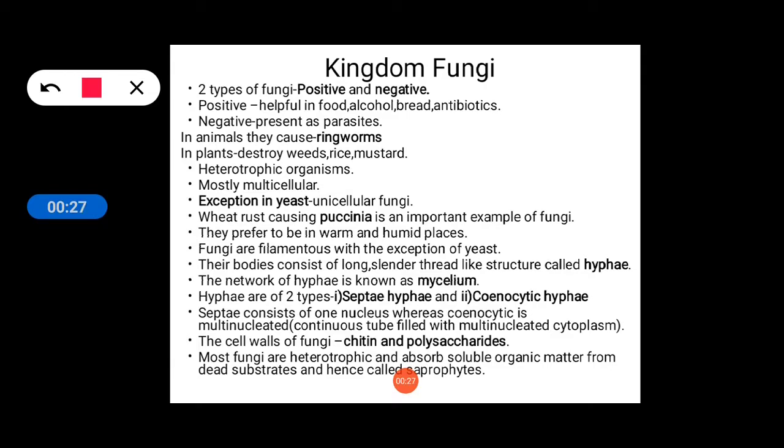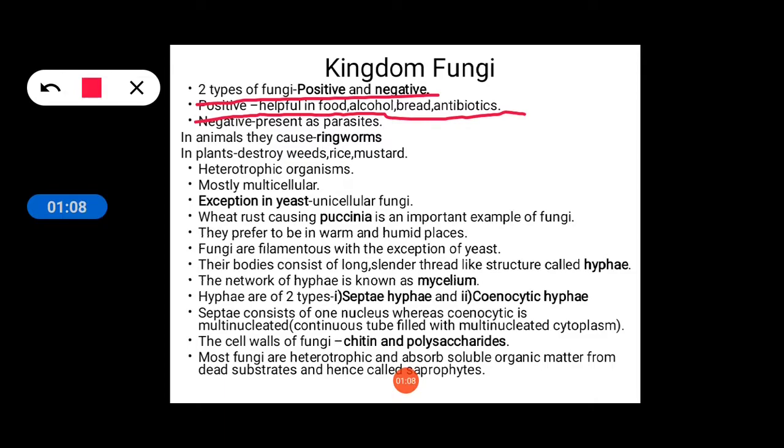So, the very first point is there are two types of fungi, positive and negative. That means fungi can be divided into two types. The first type is known as positive fungi and the second type is known as negative fungi. Positive fungi are very helpful in food, alcohol, bread, antibiotics. So, the positive fungi are the fungi which help in the production of food, alcohol, bread, antibiotics, etc.